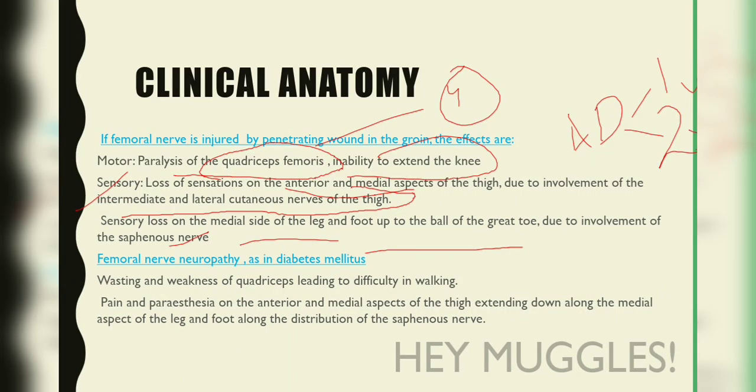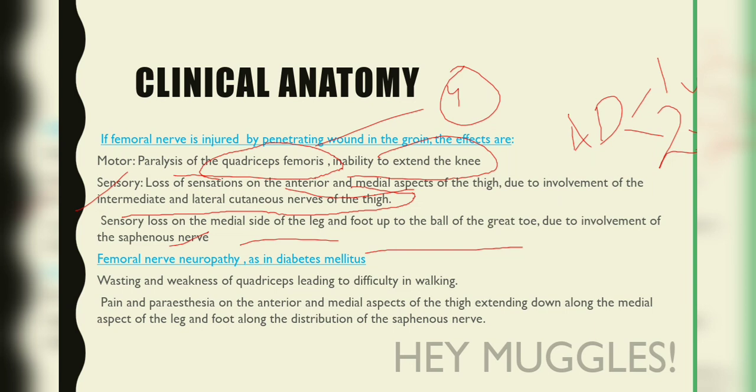Then we have femoral nerve neuropathy. So what is a neuropathy? Neuropathy is basically damage or dysfunctioning of one nerve or some nerves, which results in tingling, muscle weakness and pain over the affected area, right? So in diabetes mellitus there can be femoral nerve neuropathy, due to which there would be wasting and weakness of your quadriceps muscle, which causes difficulty in walking.